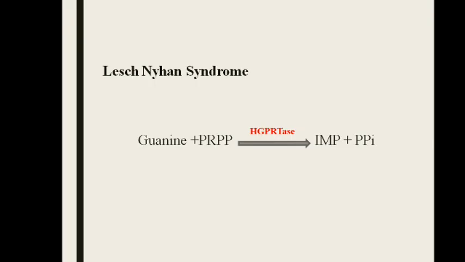The third important enzyme which accounts for the causation of gout is HGPRTase. The deficiency of HGPRTase, suppose if this enzyme is deficient, what can happen? The deficiency of HGPRTase enzyme, we call it Lesch-Nyhan syndrome, which you are going to study in the further slide. Suppose this enzyme is blocked.